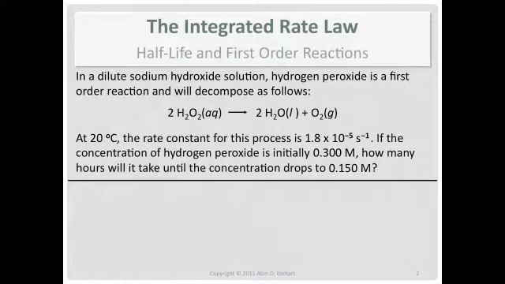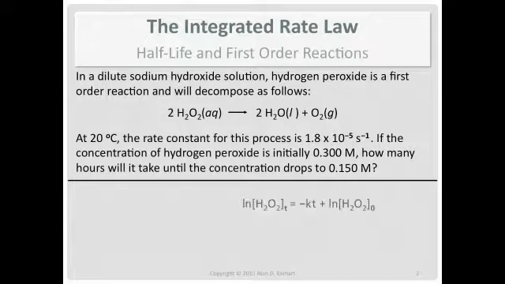We have this chemical equation which describes the decomposition of hydrogen peroxide. And we're told under these conditions it's a first order reaction. Now if you look through the rest of the information, we're given a rate constant, we're given an initial concentration of hydrogen peroxide, a final concentration of hydrogen peroxide, and we're asked how long will it take in hours?